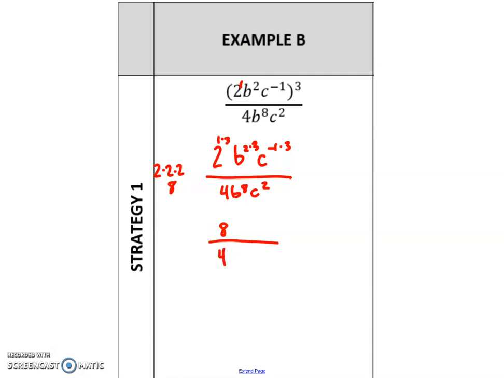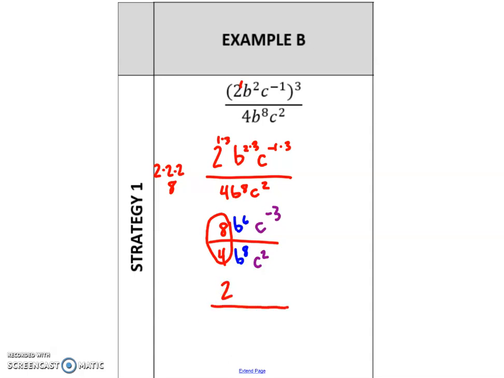fourths, and now I'm going to switch colors on you. Okay, so we're going to have b, and this is 2 times 3 is 6. And we have b to the 8th in the denominator. And then we have our c's. C to the negative 1 times 3 is negative 3. And then we have c squared. Okay, let's simplify the constants. 8 divided by 4 is 2.